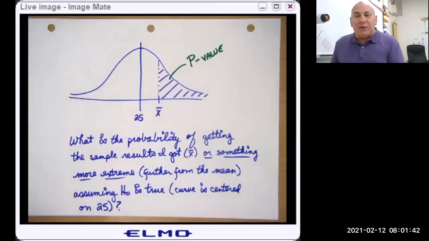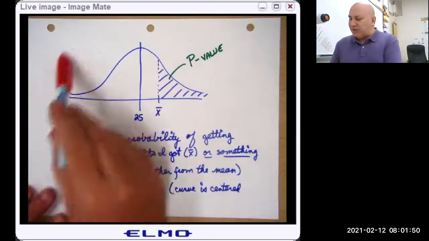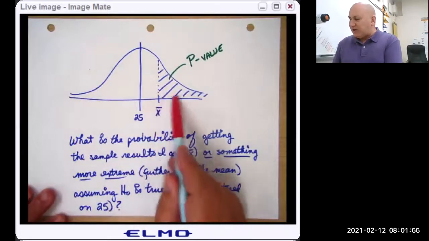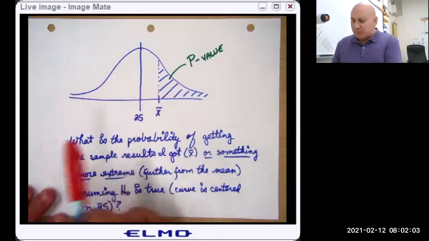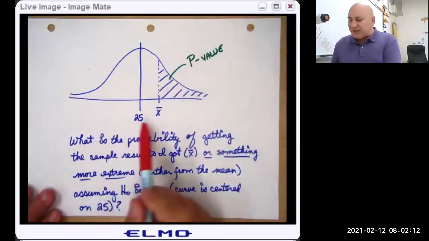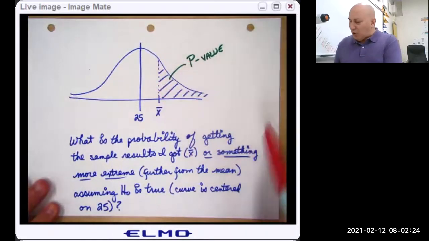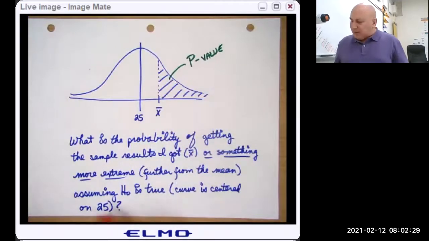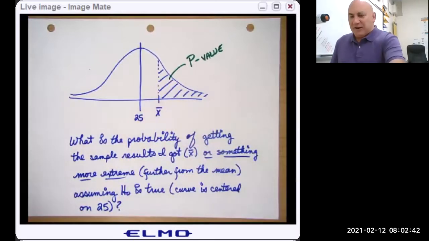So the reason we always put an equal sign in the null is that it tells me where to center my normal curve. If the normal curve is centered down here and it peaks over here, then in this number here, that's going to be a very small area under the curve. So we're going to move the curve as far to the right as possible, which would be equal to 25. And let's say I got this X bar. So my sample was, I don't know, $26, whatever it happens to be on this curve. And I want to know, what is the probability of getting the sample results I got, so that $26, or something more extreme, which means further from the mean, assuming the null is true. In other words, assuming that the average is 25, what's the probability that I'd get a sample of 26 or more?